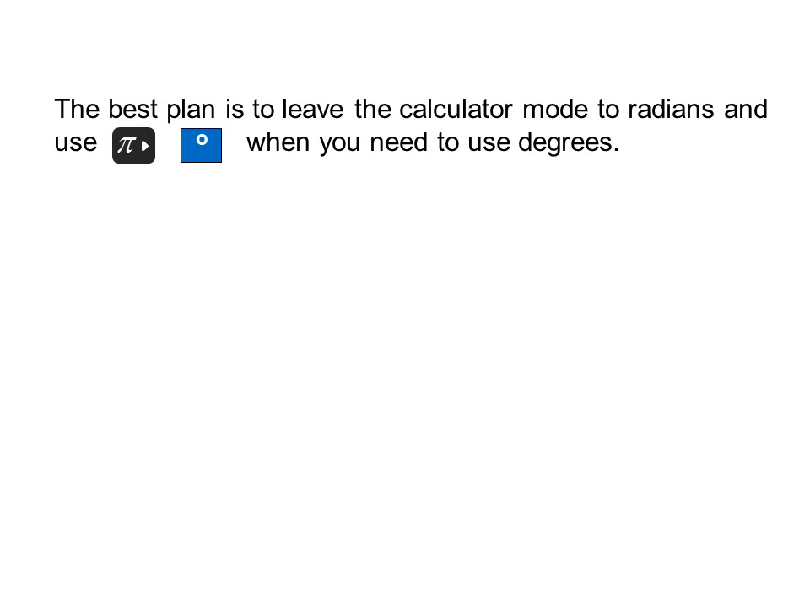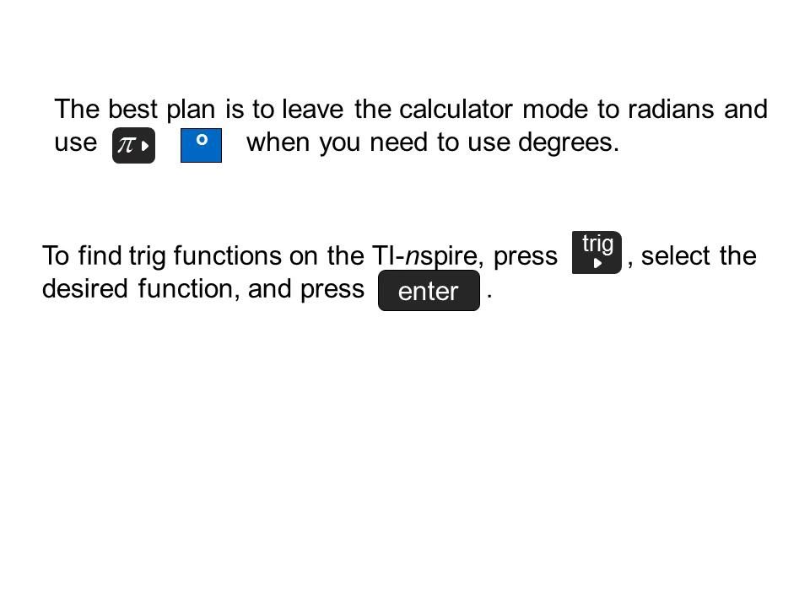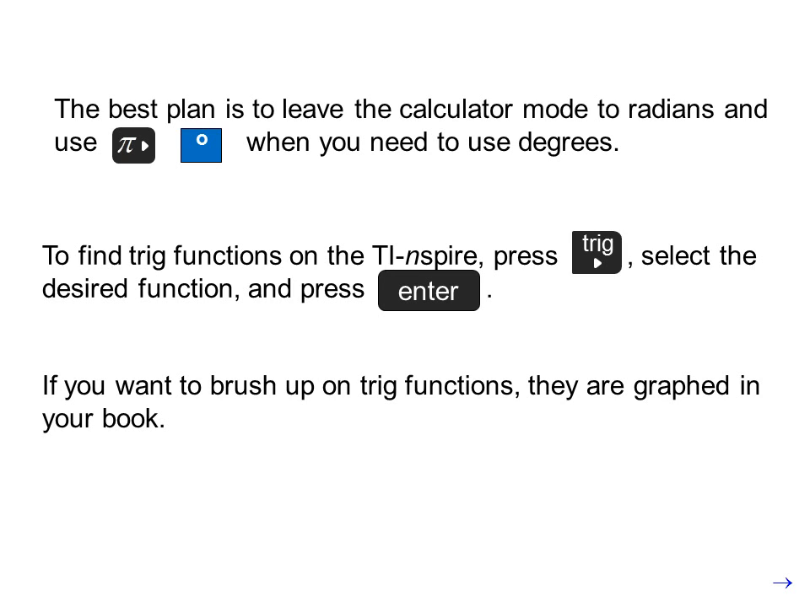The best plan is to leave the calculator mode in radians and use pi degrees when you need to use degrees. To find trig functions in the TI-nspire, press Trig, select the desired function, and press Enter. If you want to brush up on trig functions, they are graphed in your book.